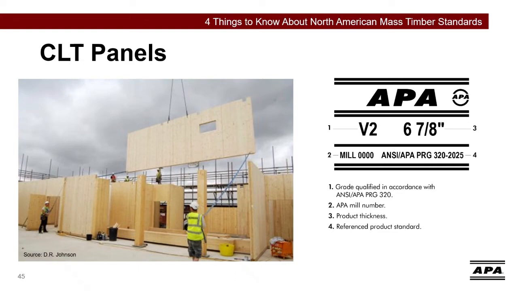This is what a typical APA trademark will look like for CLT. It's relatively simple, only listing 4 pieces of important information. 1, the grade qualified in accordance with the standard. 2, the mill number, which indicates where the panel was manufactured for quality tracking and control. 3, the product thickness. And 4, the reference product standard, PRG 320.